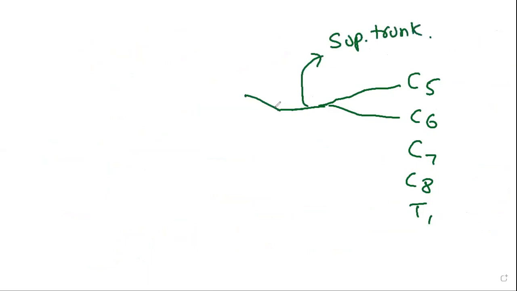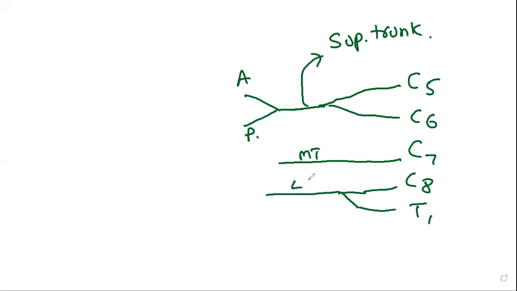Superior trunk will divide into two divisions, anterior division and posterior division. C7 will go and form the medial trunk. C8 and T1 will join together forming the lower trunk. Anterior division, posterior division, anterior division, posterior division. अब मैं आगे chords नहीं बना रहा.